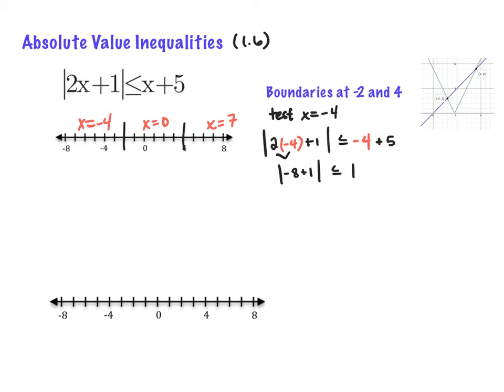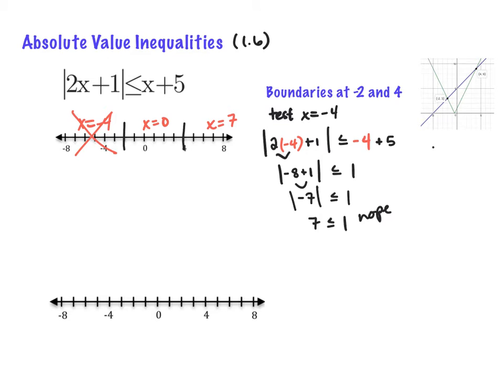-4 plus 5 gave us 1. -8 plus 1 gives us -7. So I've got the absolute value of -7, which is 7. And that's where I can drop the lines. And it is not true that 7 is less than or equal to 1. So I know that over here, where x equals -4, that region doesn't work.